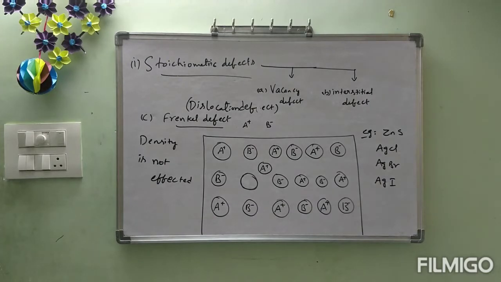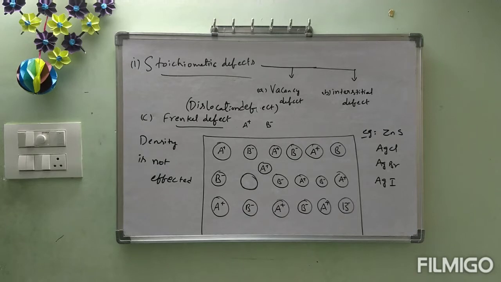And one more thing, this is one of the cases of vacancy defect at its original position and interstitial defect at another position. Both defects we observe here. And because of this displacement of A plus, are any numbers of A plus ions and B minus ions changed? No, the stoichiometry is maintained. So this is also a kind of stoichiometric defect only, without changing the formula. So there is no change in formula. Okay? This is called Frenkel defect. I hope you are clear. This Frenkel defect is also called dislocation defect.